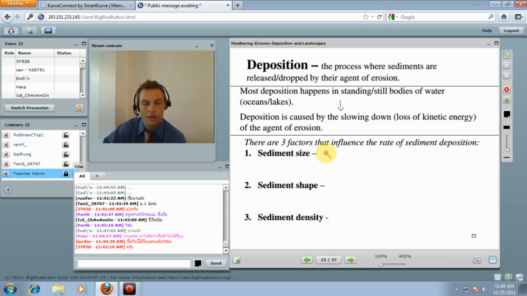If something's really big, the water needs to be going really fast to keep it from being deposited. So if it slows down a little bit, then this is just going to fall out of it. So the larger a sediment is, the faster the rate of sediment deposition is.